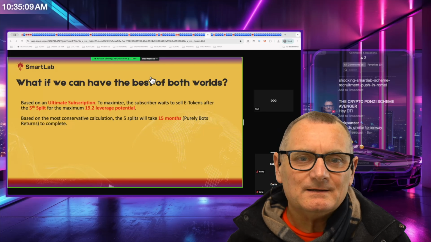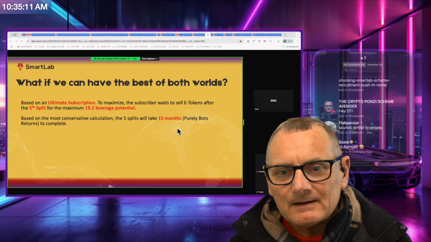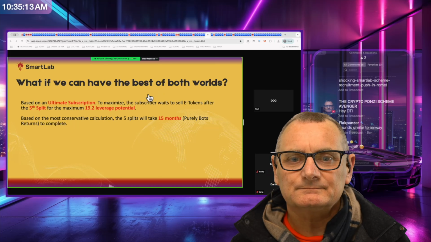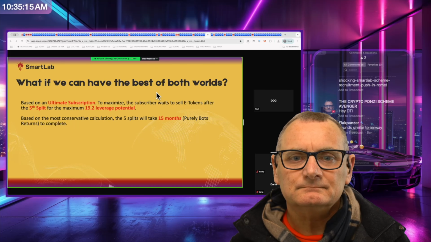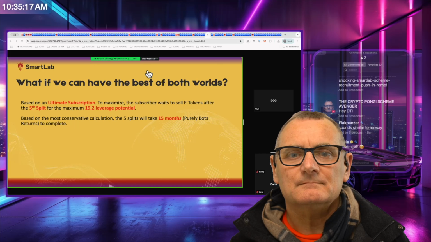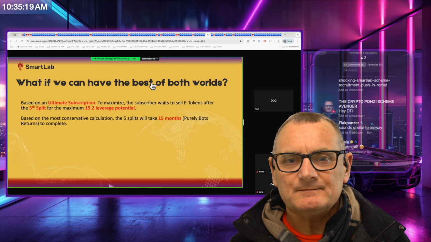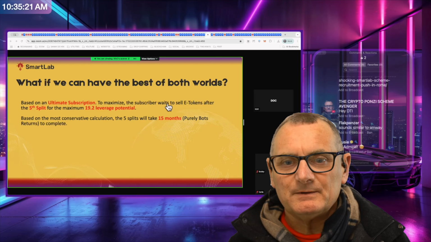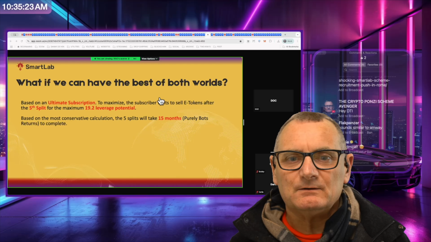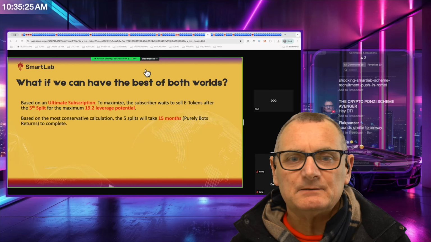Based on the most conservative calculation, the 5 splits takes 15 months. That is purely utilizing the bots. That's with no activity whatsoever. So he says we've got somebody at the moment who's put $140,000 in this platform, and they're hoping to get their daily rewards out to break even.